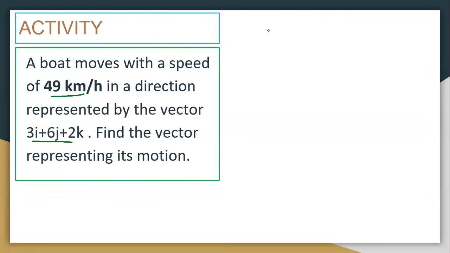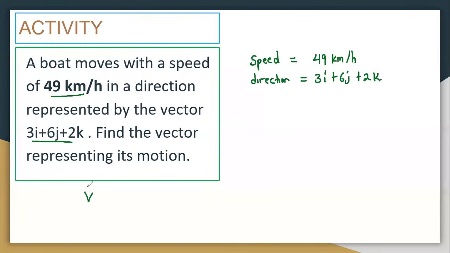Okay, I think I will first do one for you. Here, they have given us the speed, and the speed has been given as 49 kilometers per hour. They have given us the direction that we are taking, and our direction has been given as 3i plus 6j plus 2k. What does it mean? Like I've told you, the unit direction, let me say v hat, is always given by the velocity vector divided by its magnitude. So to get the vector, I'll get the magnitude of v times its unit direction vector.